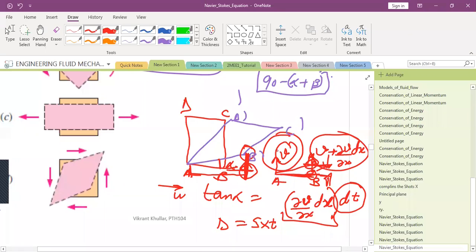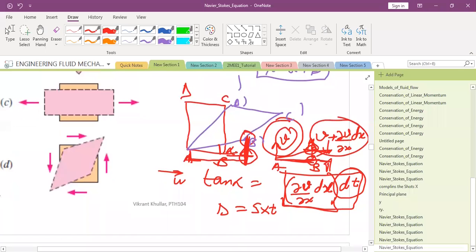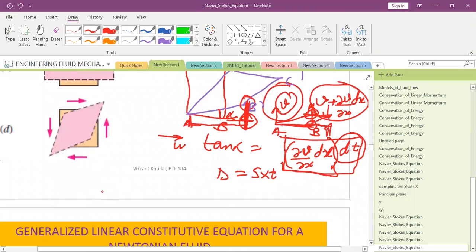So you have this vertical distance, sir, written down as del v by del y. No, it should be del v by del x, sir, because it is vertically upward, right? Vertically upward.